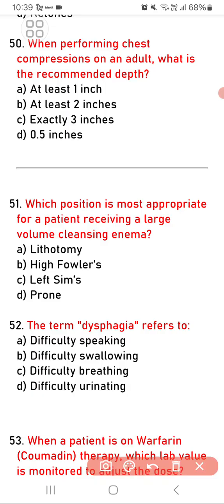When performing chest compressions on an adult, what is the recommended depth? At least 2 inches. Which position is most appropriate for a patient receiving a large volume cleansing enema? Left Sims. The term dysphagia refers to difficulty in swallowing.